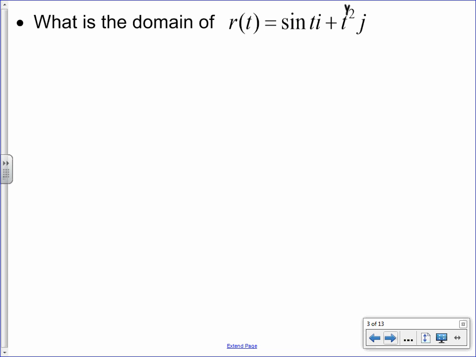When we talk about the domain of a vector valued function, we have to consider the domain of each component. What is the domain of the horizontal component? Everywhere. What is the domain of the vertical component?